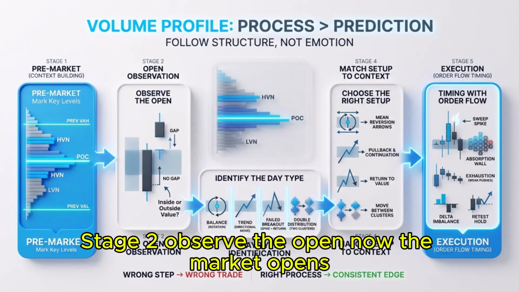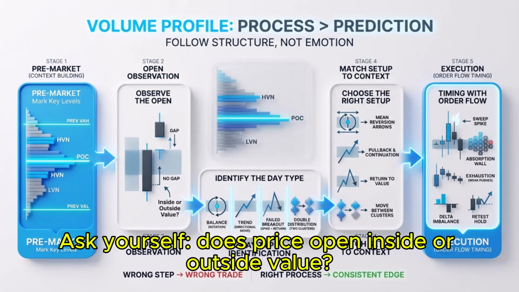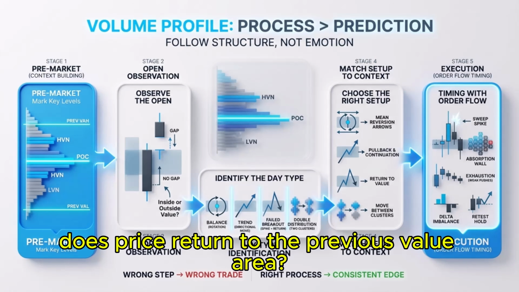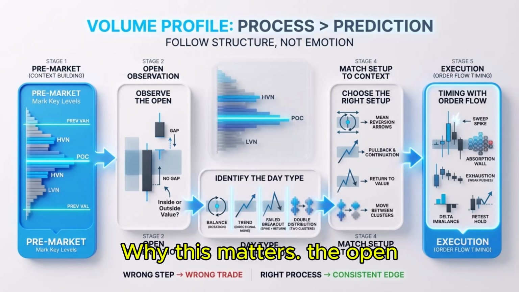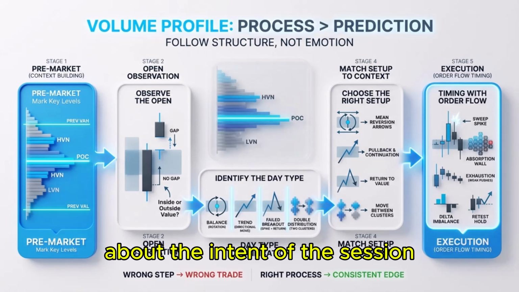Stage 2: Observe the open. Now the market opens, and this is where information starts to flow. Ask yourself, does price open inside or outside value? Is there a gap? Does price return to the previous value area? Do you see initiative buyers or sellers? Why this matters: the open often gives you the first clue about the intent of the session.